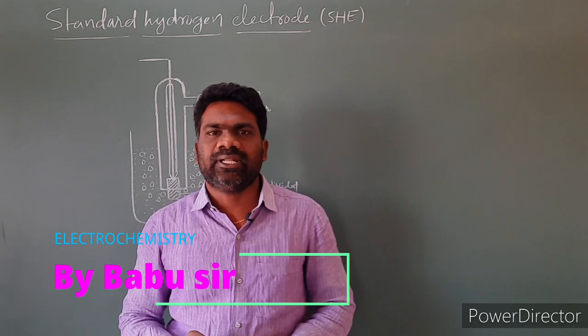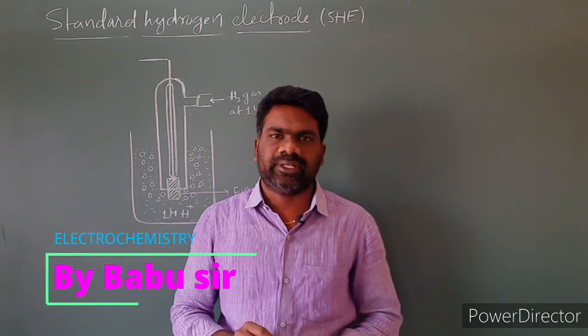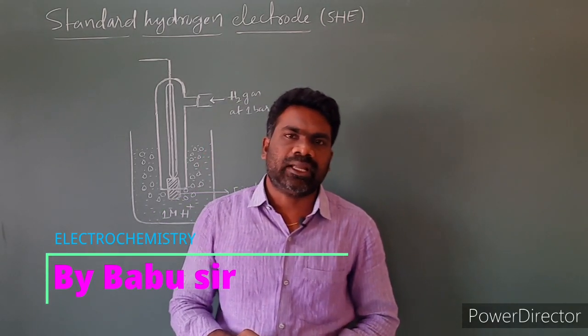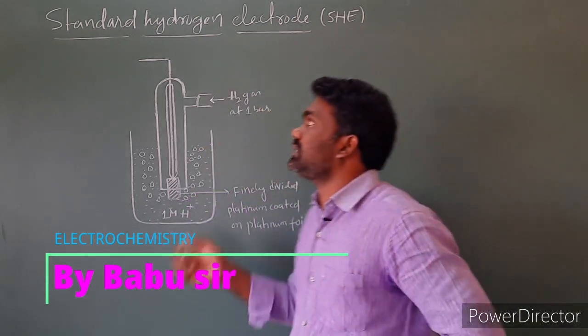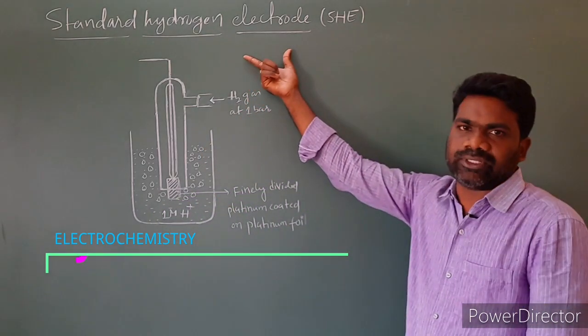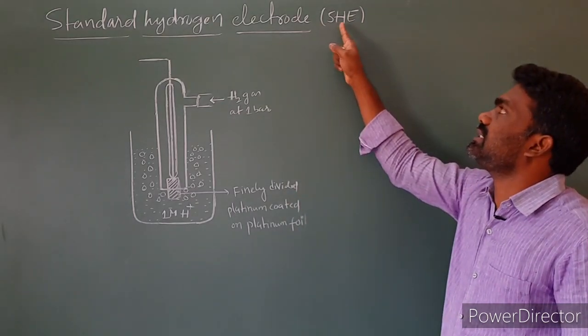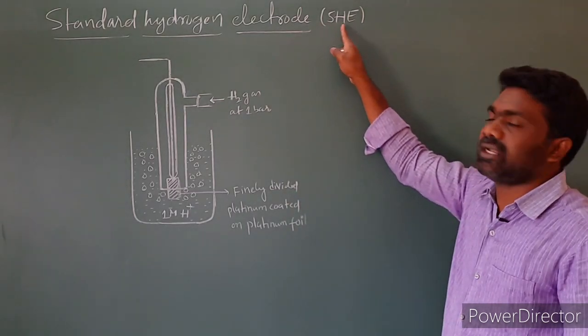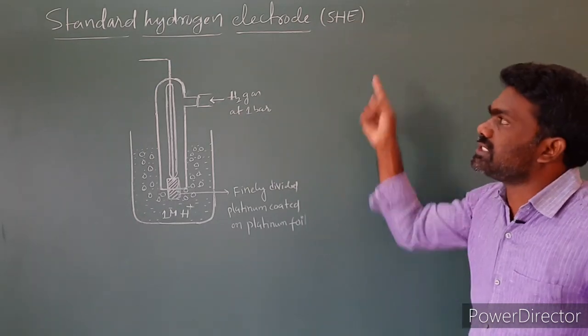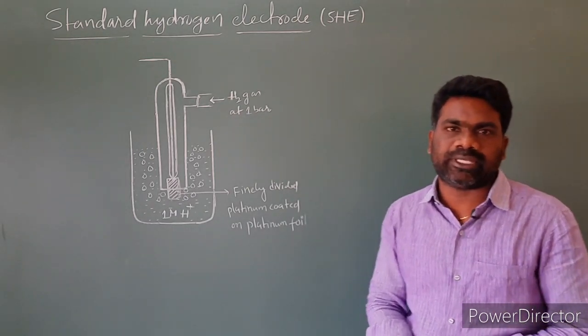In the last class you learned about the representation of a galvanic cell, electrode potential, and cell potential. Today's topic is the standard hydrogen electrode. In short, we call it SHE: S-H-E, standard hydrogen electrode. This topic is very important for the PUC examination.